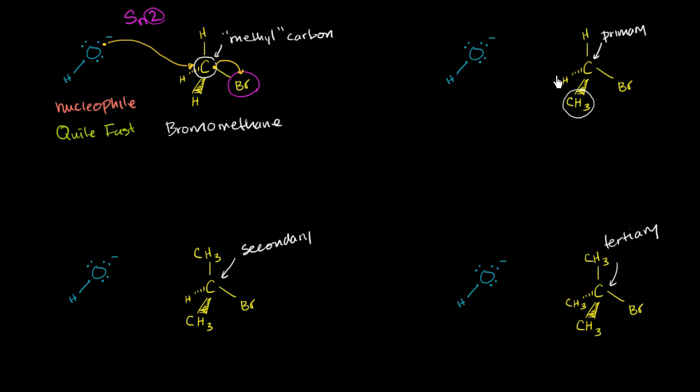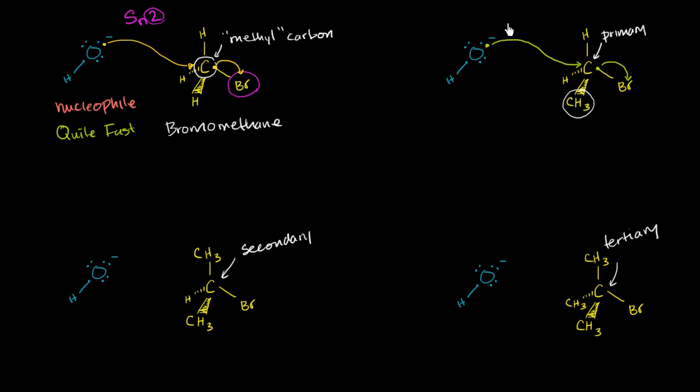Now let's look at this scenario right over here. Once again, we can imagine our nucleophile wanting to give away one of its electrons to the carbon, and then the leaving group taking an electron away and becoming a bromide ion.